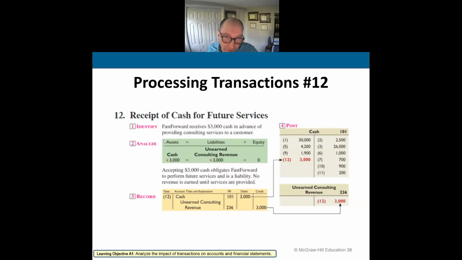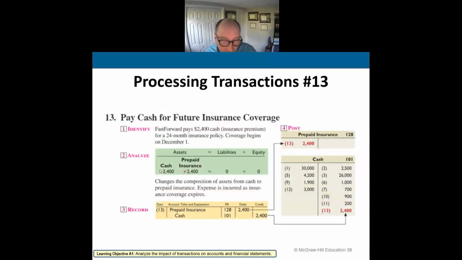We're receiving cash for future services. This is unearned revenue. When you see future services, that means unearned. Debit cash, credit unearned revenue. Of course, it gets posted to the ledgers. Paying cash for future insurance coverage. This is prepaid insurance. Debit prepaid expense, credit cash.